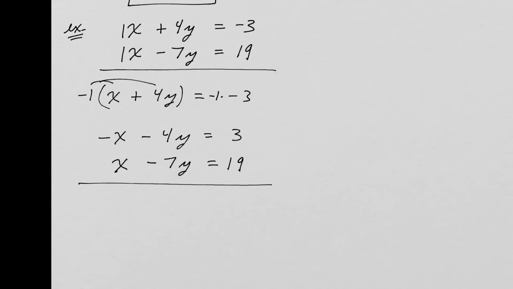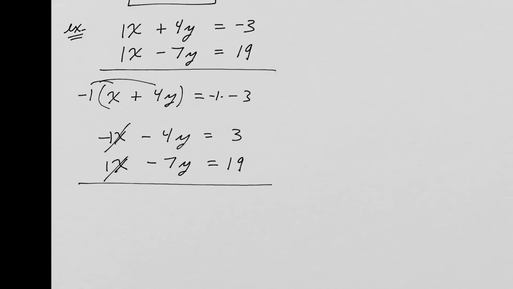And now I have exactly what I want, right? The coefficients of the x terms are opposites. I have a negative 1 and a positive 1. By design, I did that on purpose so that these would be opposites. Now, when I add these two equations together, the x's are gone.